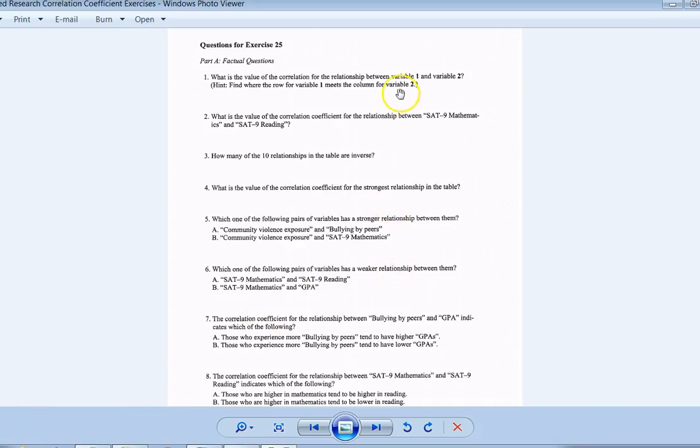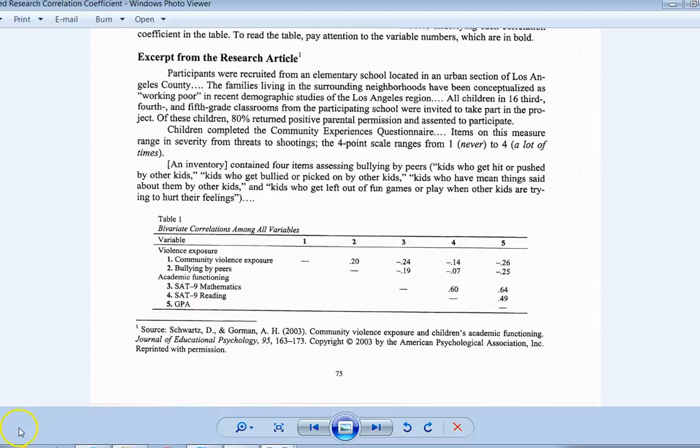The first one, what is the value of the correlation for the relationship between variable 1 and variable 2? Okay, let's look at the table here to find the answers. I'm not going to switch back and forth, so having the questions printed off would be much easier. So on the first one, what is the value of the correlation for the relationship between 1 and 2? It tells you where to find it. The answer is 0.20. What is the value of the correlation between mathematics and reading?